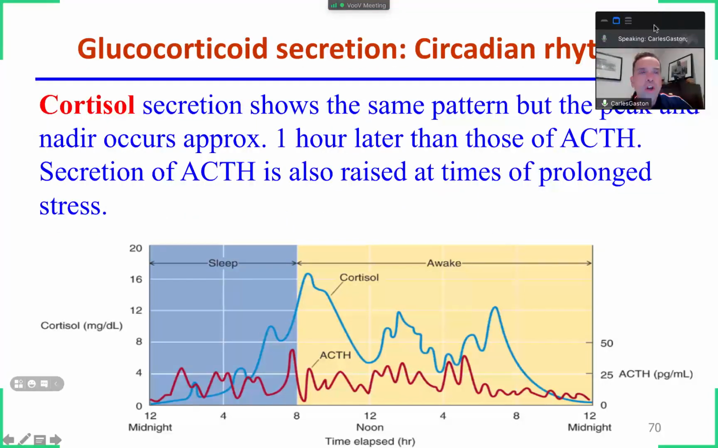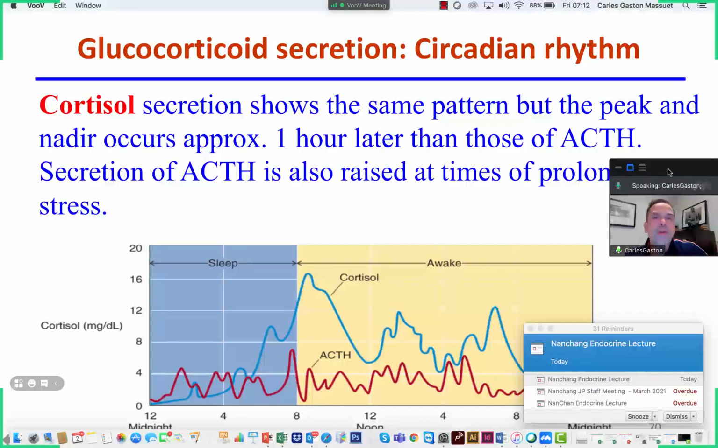So cortisol shows the same pattern, but the peak and the nadir, which means the lowest level, occur approximately 1 hour later than those of ACTH. So there is a slight imbalance. It's not like you have more ACTH and 2 minutes later you have more cortisol. There is a 1 hour window between the increase of ACTH and the increase of cortisol.